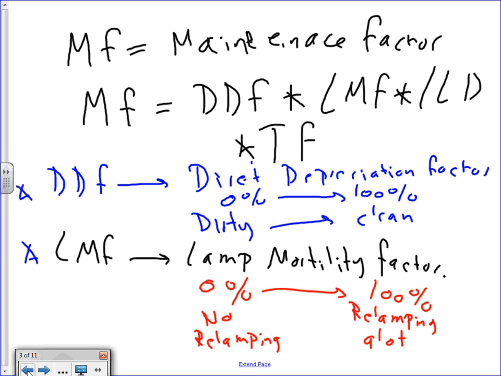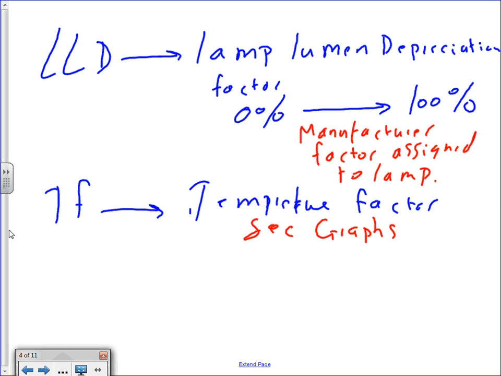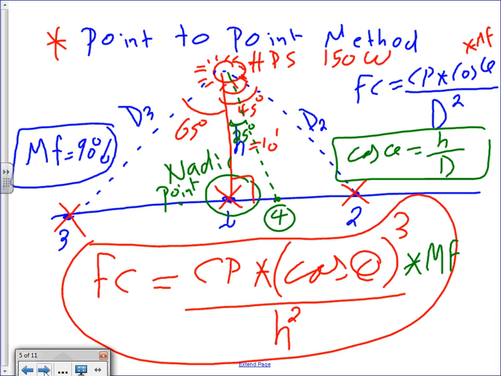So that's where the MF, maintenance factor, came to be. Okay, so let's go to, we talked about these. Now I'm going to go to the point-to-point method calculation.